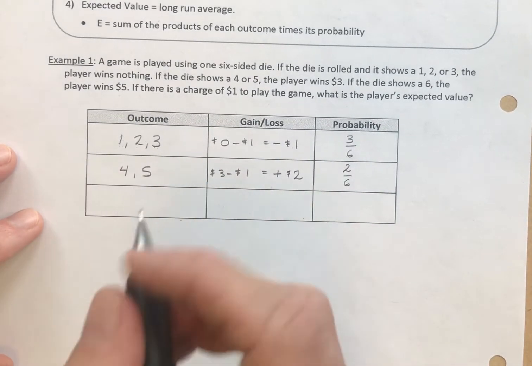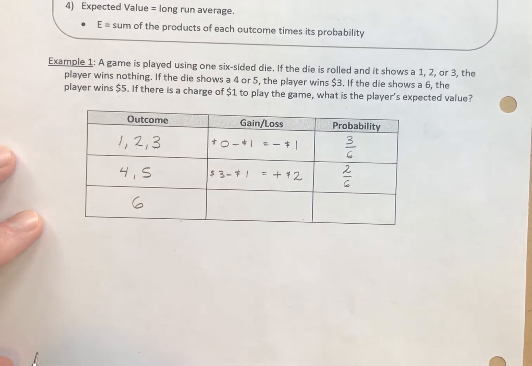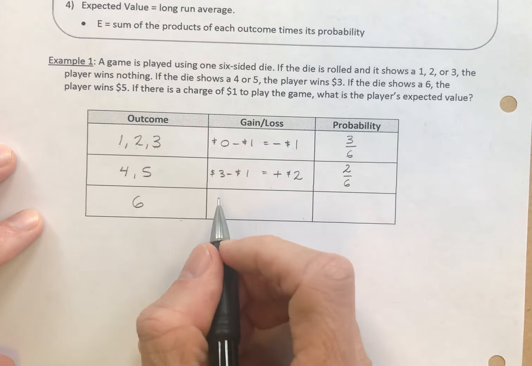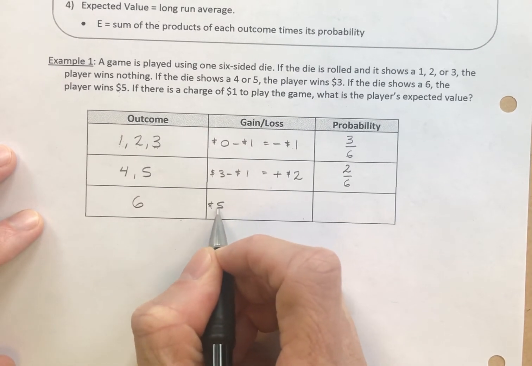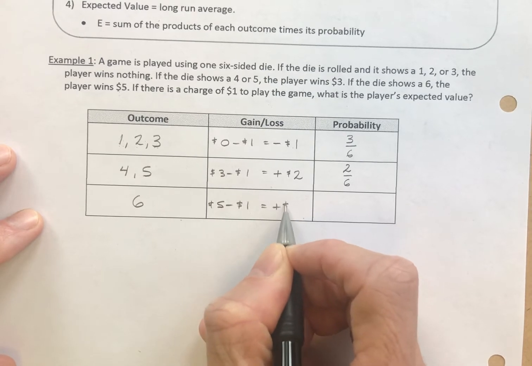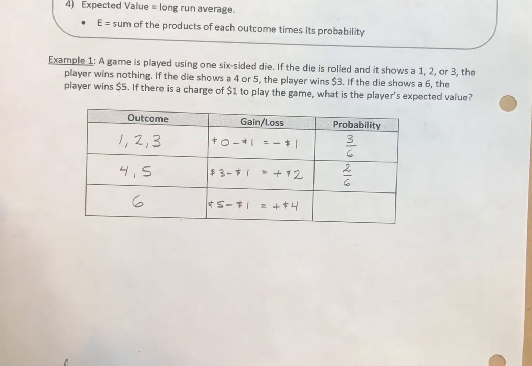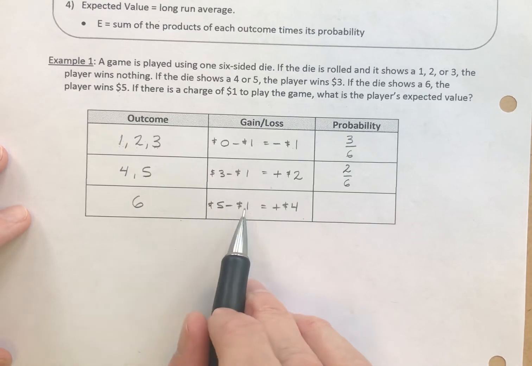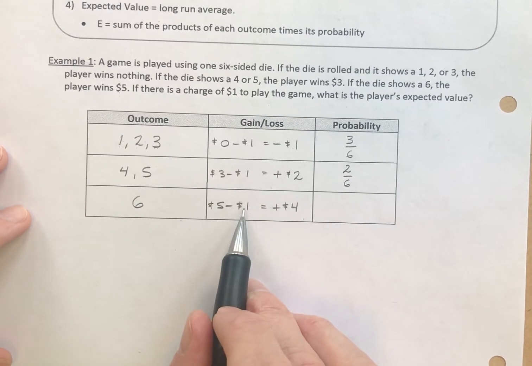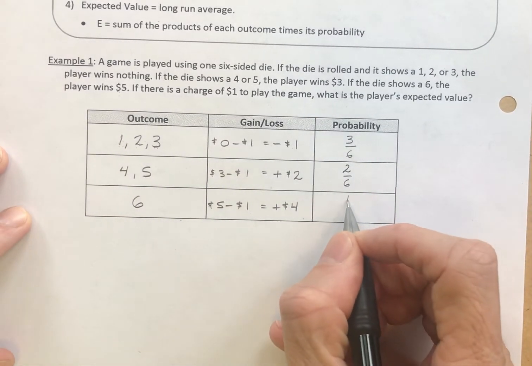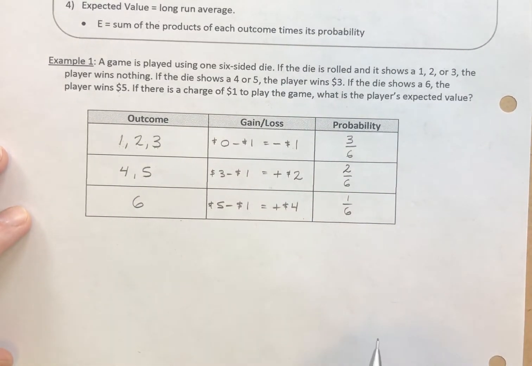Your final outcome is you roll a 6. If you roll a 6, you win $5, but that's not your gain. Again, you paid $1 to play, and so your gain is a positive $4. That's the big winner, obviously. And the probability of rolling a 6 is 1 out of 6.